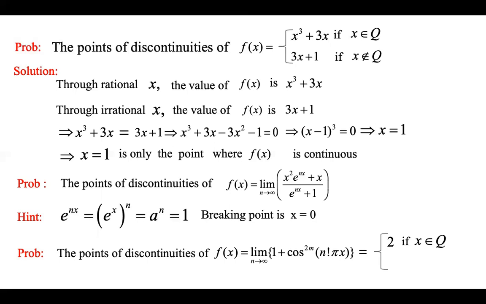When x is irrational, then cos to the power 2m of (n factorial pi x) will become less than 1. So as n tends to infinity, that quantity tends to 0. So 1 plus 0, it is going to become 1 when x is not a rational number. All right. So you can check that simple idea I gave you. I did not write the steps clearly because I left it for the students.